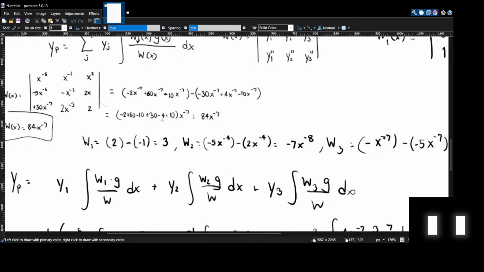The Wronskian 2 here means we set this to 0. We set this to 0. We set this to 1. Which means it becomes x to the negative 4.